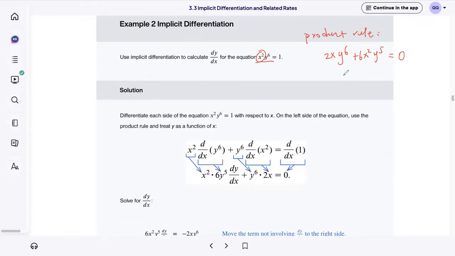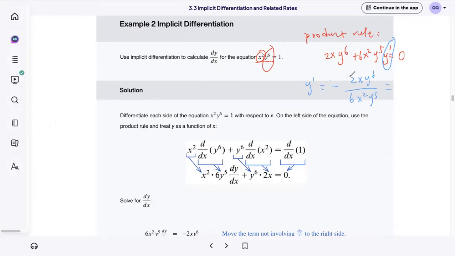Then, oh, something I forgot. Do you see that? I have to attach y prime here, right? Because when I take a derivative of the y term, y raised to 6, there's a 6, y raised to 5, but then I have to multiply by this y prime, or dy/dx. I cannot forget about this. So then what do I have? I have y prime equals negative 2xy raised to 6 divided by 6x squared y raised to 5.